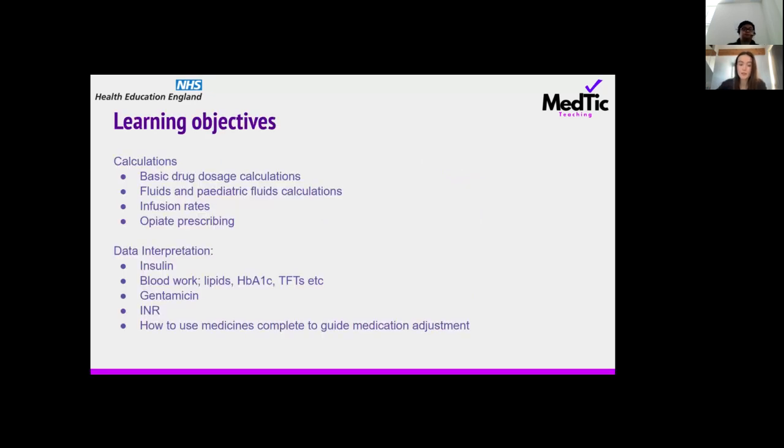So a few learning objectives, we'll go through them now and then we'll circle back to them at the end to recap what we should have learned. With the calculation section, we're going to go through the basic drug dosage calculations, fluids and paediatric fluid calculations, infusion rates, and then opiate prescribing as well, which are the big hallmarks of what you'll need to know. And then for data interpretation, Yi's going to go through some stuff on insulin, some blood work, gentamicin and how to dose it and understanding all of that, INR with warfarin, and how to use Medicines Complete to guide the medication adjustment.